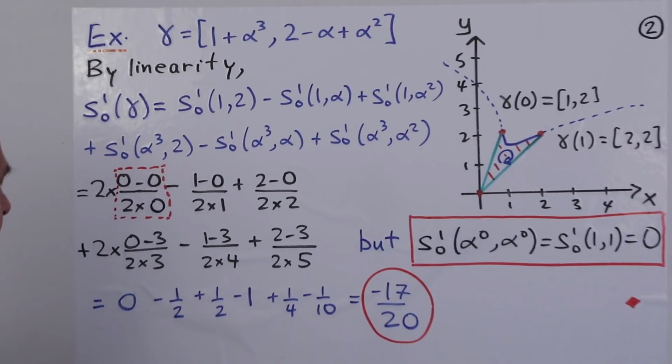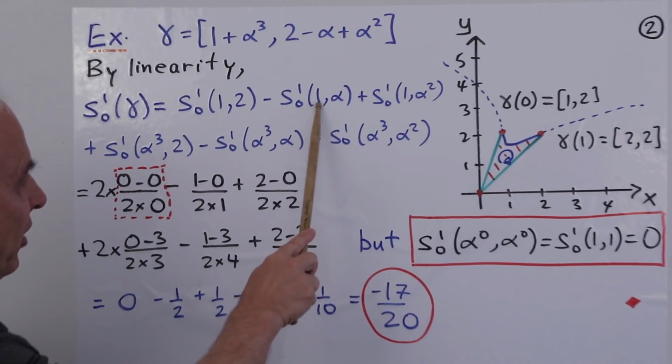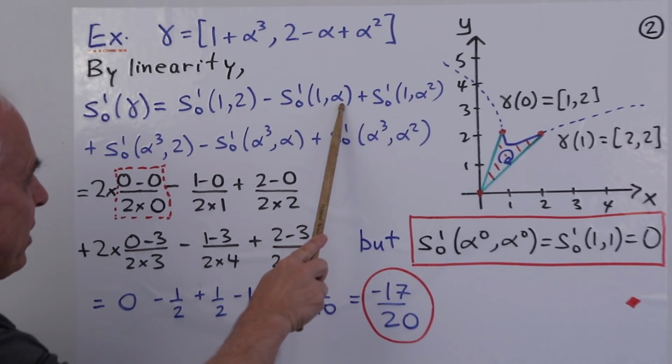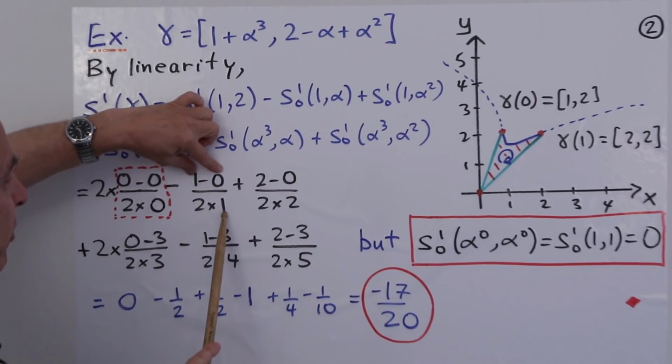So we don't really use the formula in this case, it's just going to be 0. And what about these other ones? Well, here we have an exponent of 0, and here is an exponent of 1. So 1 minus 0 is the difference, divided by 2 times the sum, which is 1.